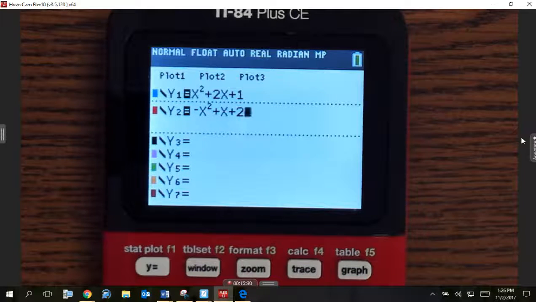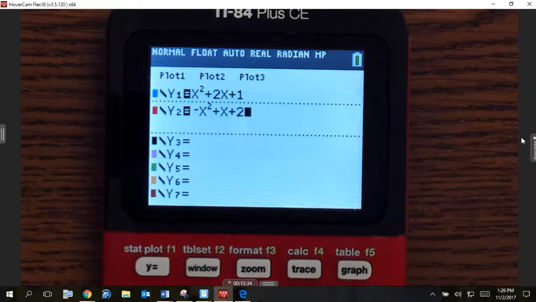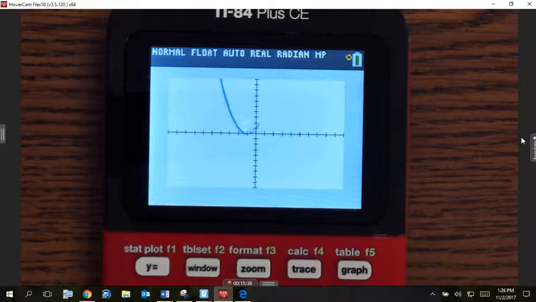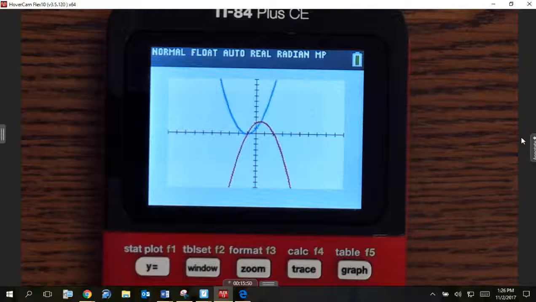Okay, so when you hit graph, if your window is all funky, hit zoom 6. If you are not having graphs that look like mine, if you're having any errors happening, tell me before I keep going. You didn't type it in right. Go back to right. Anybody else having issues?